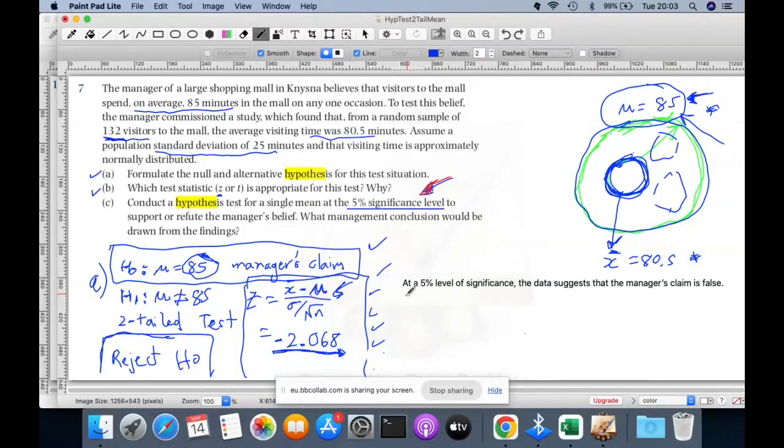And the reason why you state a level of significance in your conclusion is because if this 5% was different, say it was 10%, it could change the outcome. So that's why it's very important that you state the level of significance. If it was 10%, you could actually find that you're accepting the manager's claim as opposed to rejecting it, which is why you must mention that in your conclusion.